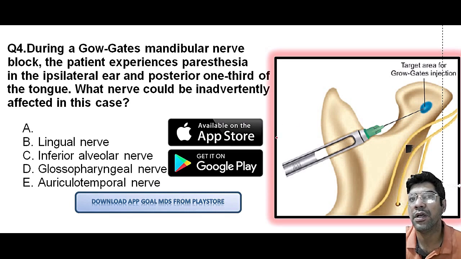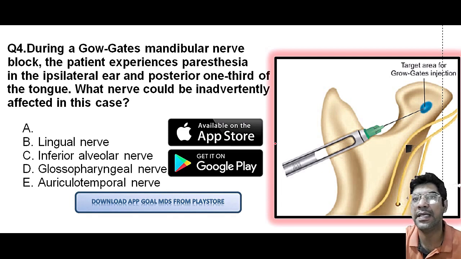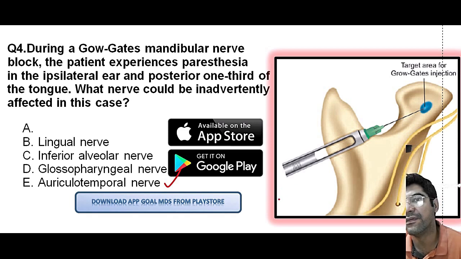Another question. During a Gow-Gates mandibular nerve block, the patient experienced paresthesia in the ipsilateral ear and posterior one-third of the tongue. So, what nerve could be inadvertently affected in this case? The answer is auriculotemporal nerve.